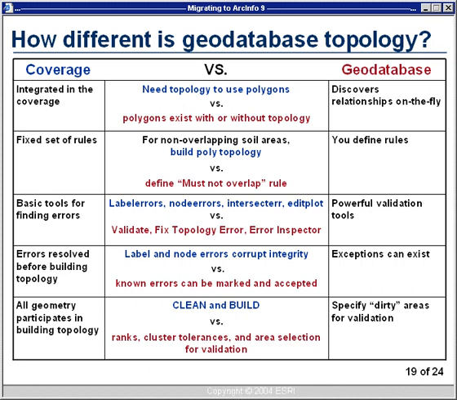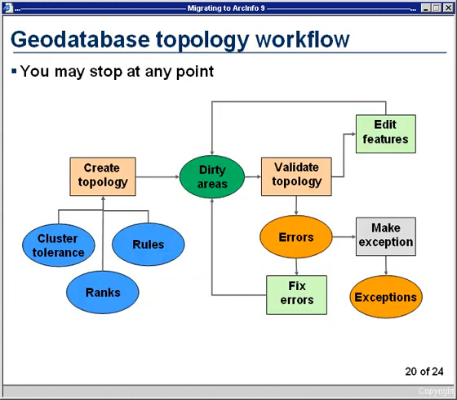In the coverage environment, when you use build or clean, all features, all the geometry participated in the topology. And remember the fuzzy creep factor that could have been introduced into data if you performed too many cleans with large fuzzy tolerances. In the GeoDatabase, when you validate, you do not need to validate the entire data set. You can validate just specific areas. In other words, you can define the area in which validation should occur. These are called dirty areas when they're not validated. A little more about this during the demonstration.